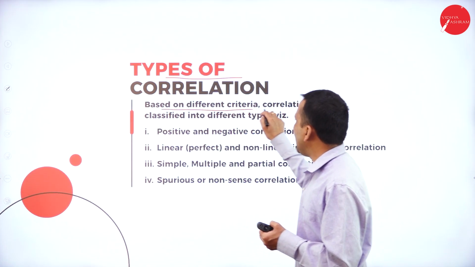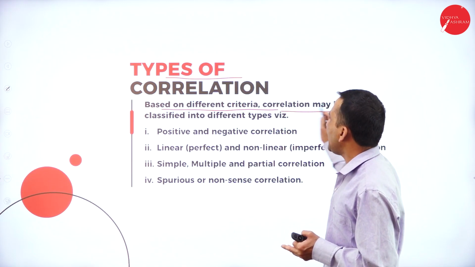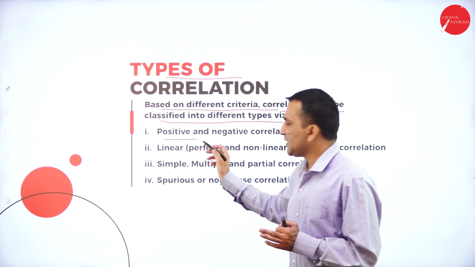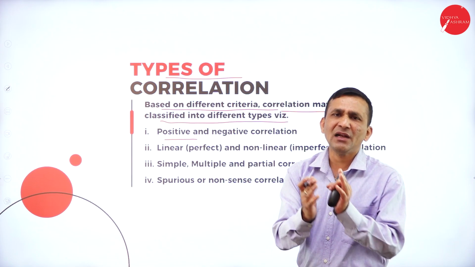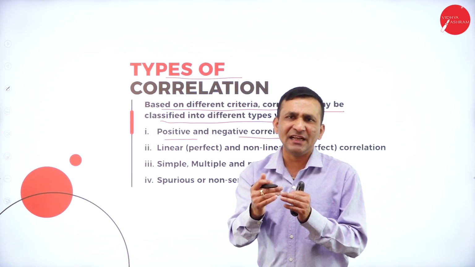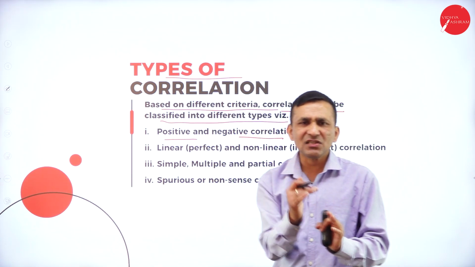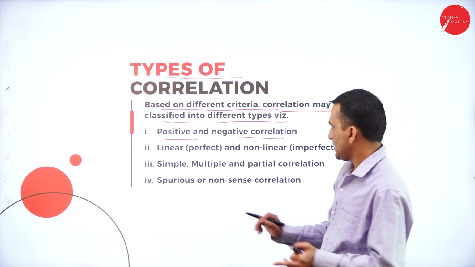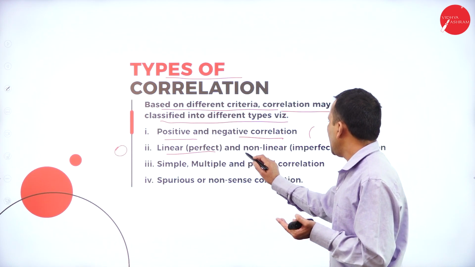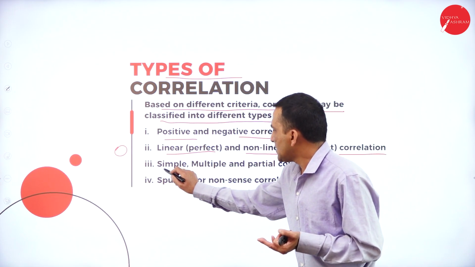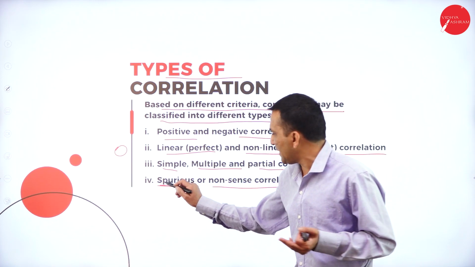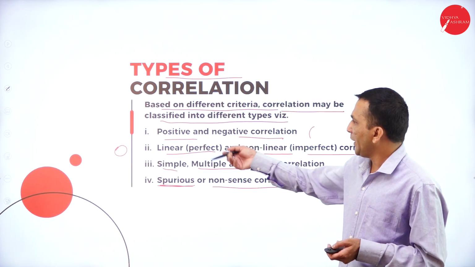Based on different criteria, correlations may be classified into different types. Positive: when the price increases, demand also increases, going in the same direction. Negative correlation: price decreases and demand increases, opposite directions. Then linear or perfect, non-linear or imperfect correlation, simple and multiple, partial correlation, and spurious or nonsense correlation. Moving one by one.